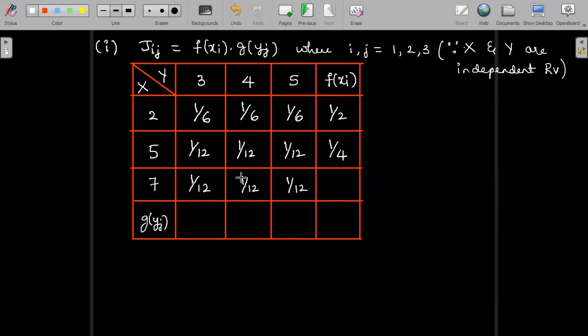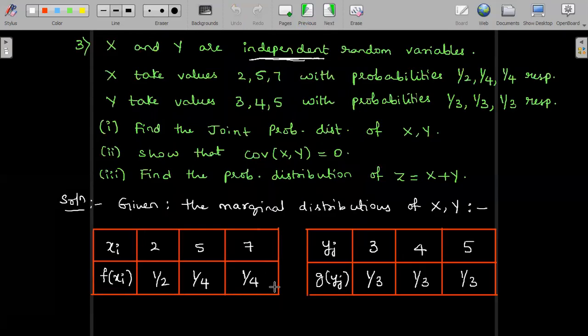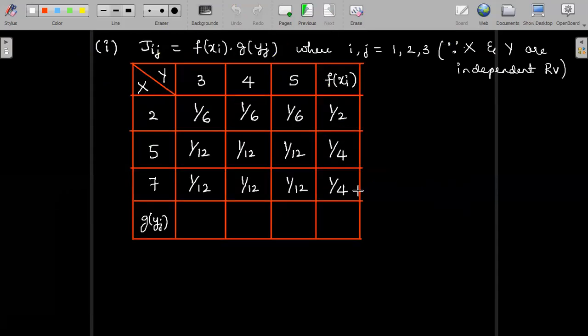And again 1 by 12, 1 by 12, 1 by 12. Sum is equal to 1 by 4. So the row wise sum, we are writing here in the next place, whose values are denoted by f of xi. Observe the marginal distribution for x. They are the respective f of xi: 1 by 2, 1 by 4, 1 by 4. So they are nothing but the respective f of xi values for x equal to 2, 5, 7.